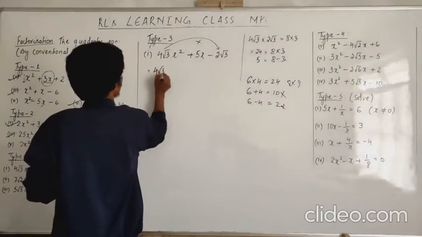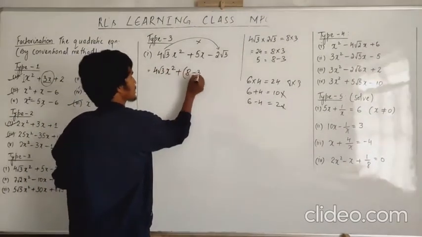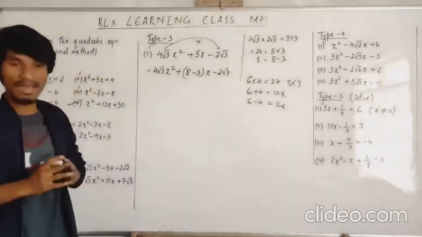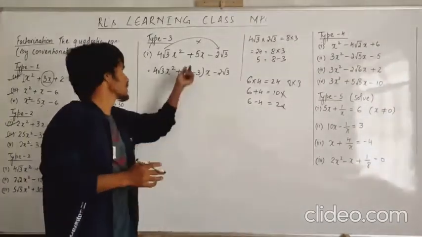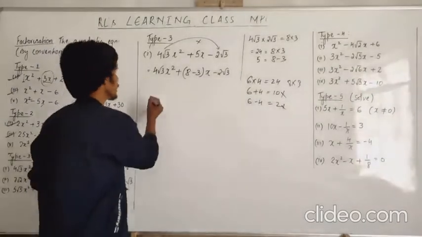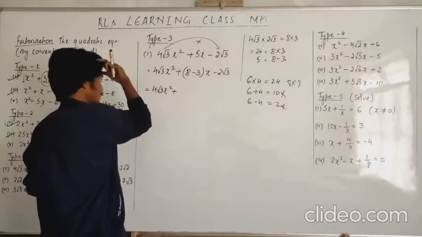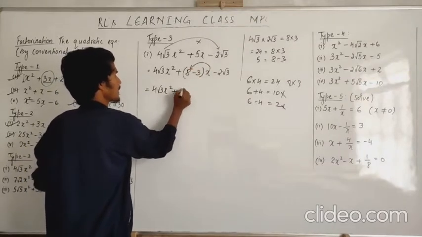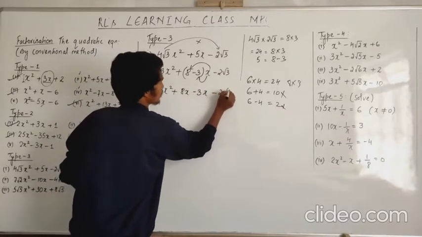Then 4 root 3 x squared, and in place of this 5 put 8 minus 3 x, then minus 2 root 3. So the first term will remain as it is, and the last term will remain as it is. The only change is the middle term, 5, and put 8 minus 3. Then 4 root 3 remains as it is. Then x into 8 will be 8x. Then x into 3 will be 3x minus 2 root 3.